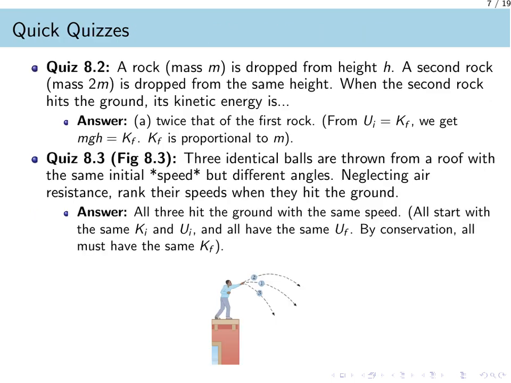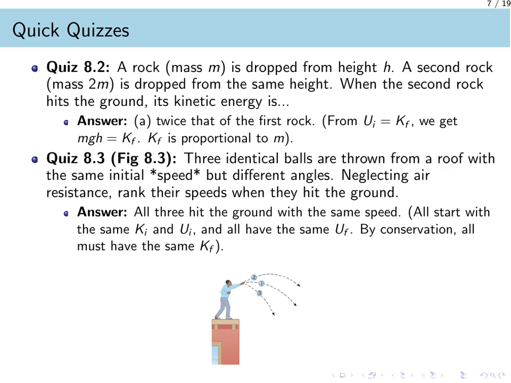This slide presents 2 quick quizzes to check our understanding. In the first, a rock of mass m and a rock of mass 2m are dropped from the same height. The second rock has twice the mass, so it starts with twice the gravitational potential energy. Since all of this potential energy is converted to kinetic energy at the ground, the second rock will hit the ground with twice the kinetic energy.